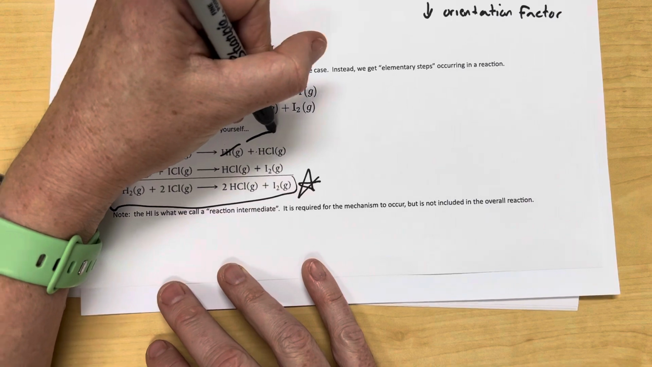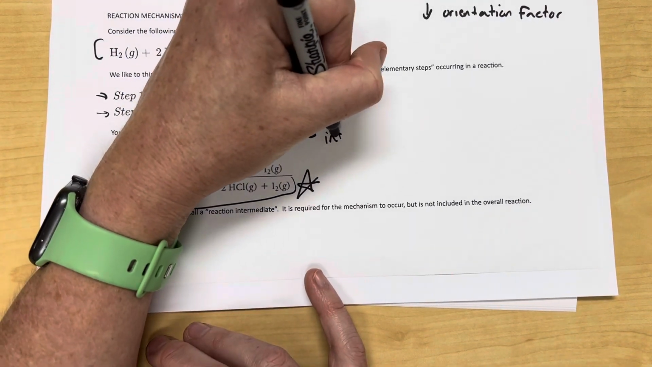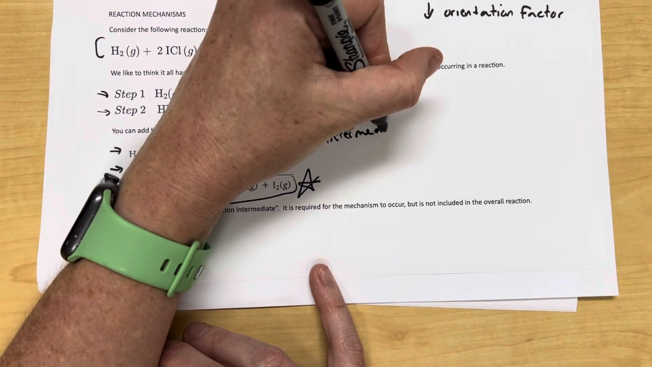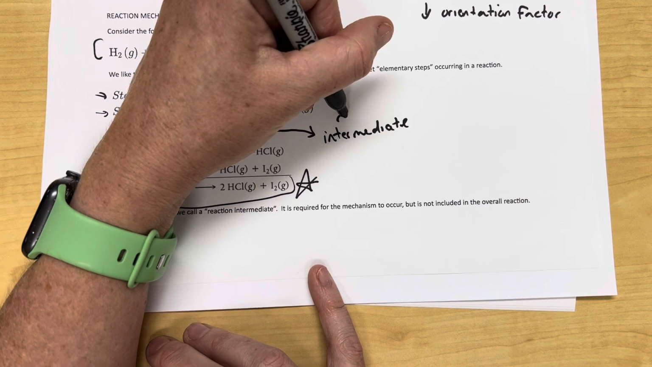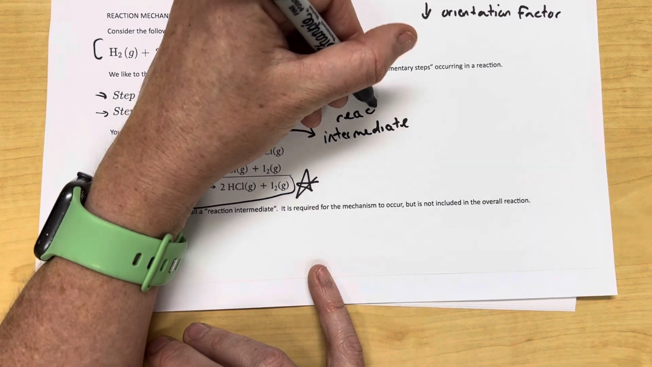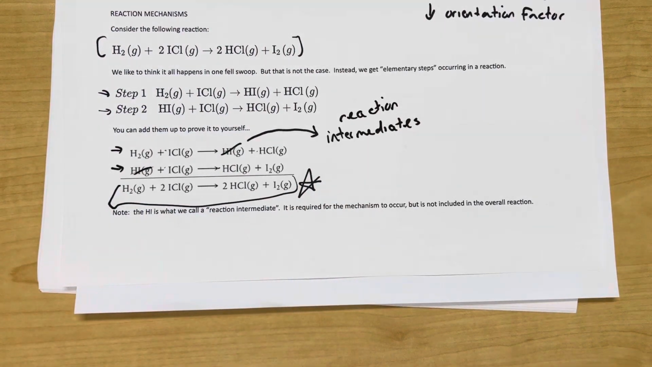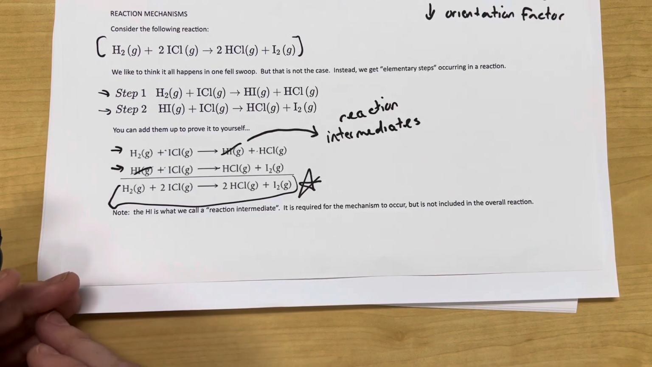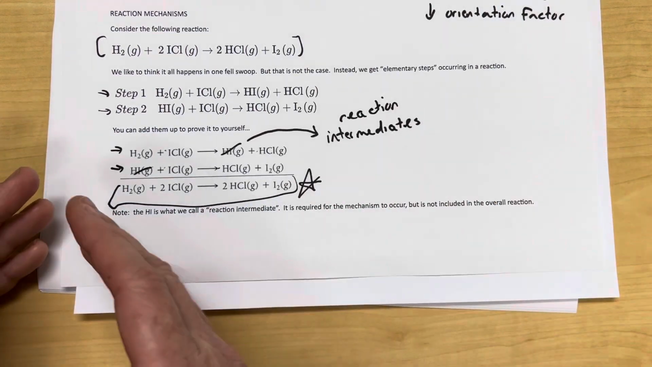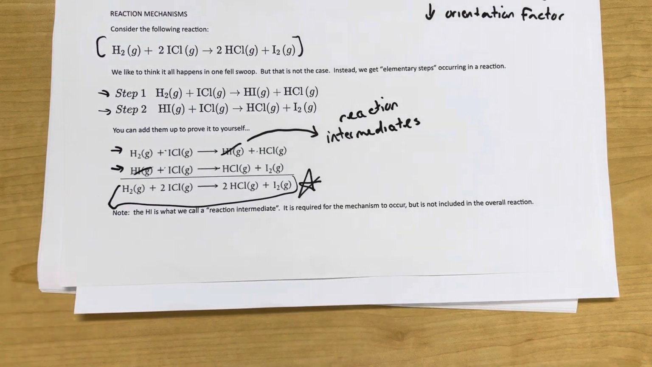Another thing is these things that get kind of crossed out, we call them intermediate reactants or reaction intermediates. And these are the things that don't actually participate in the overall reaction, but they were really important in making the reaction occur. All right.